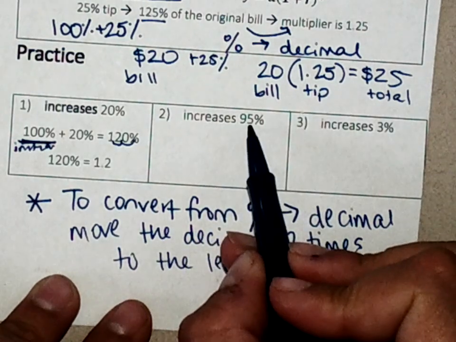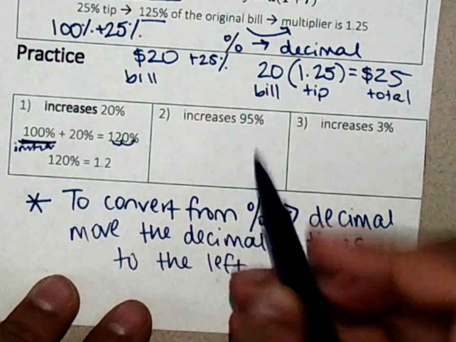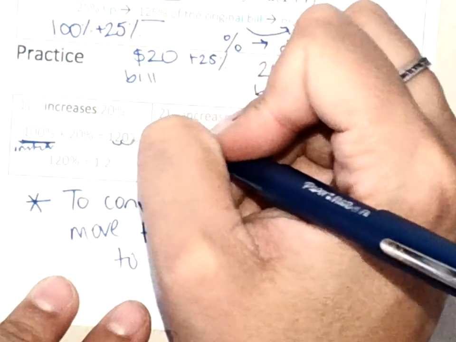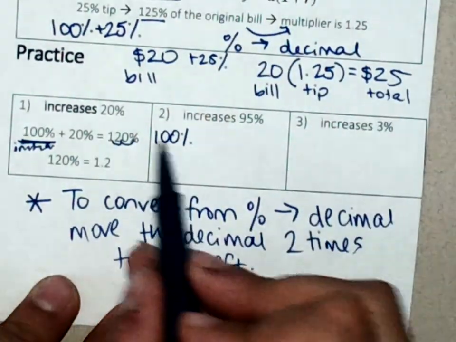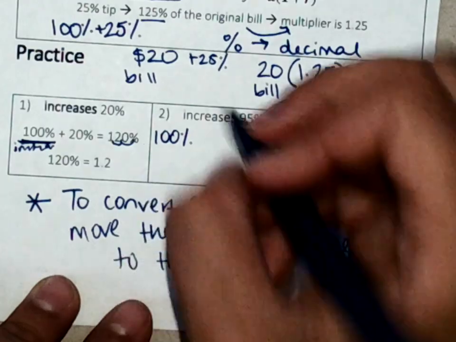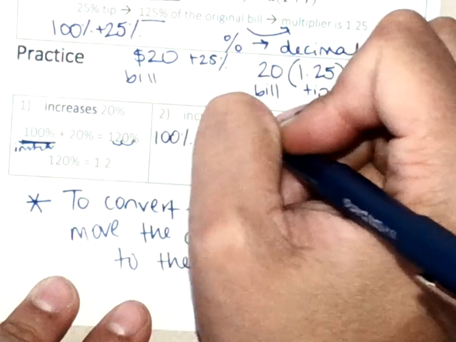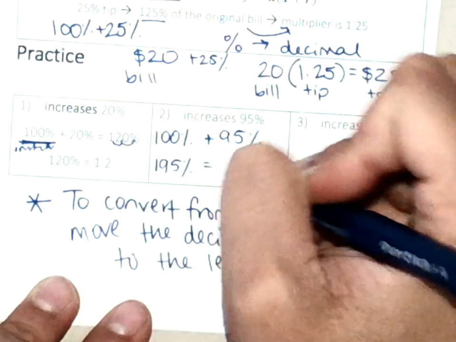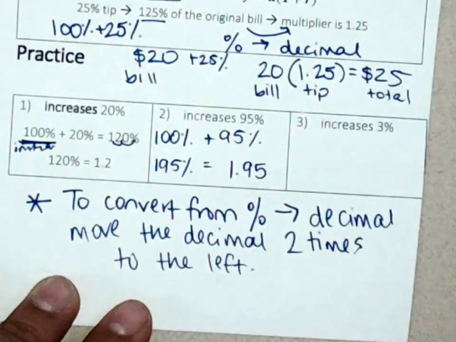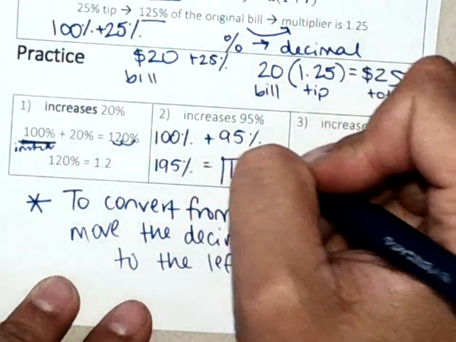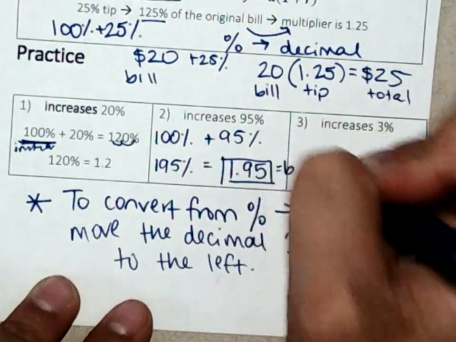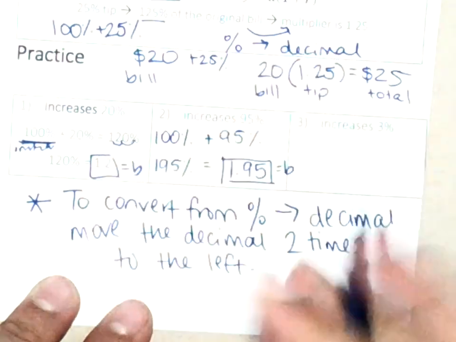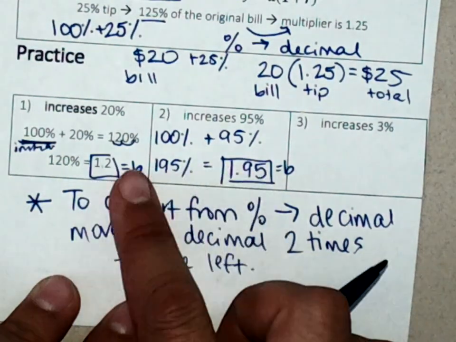If something is increasing by 95%, the original thing that is 100%, I want to add 95%. This gives me 195%. And as a decimal, that would be 1.95. That would be my multiplier, or my B in my function, right? My multiplier or my B.